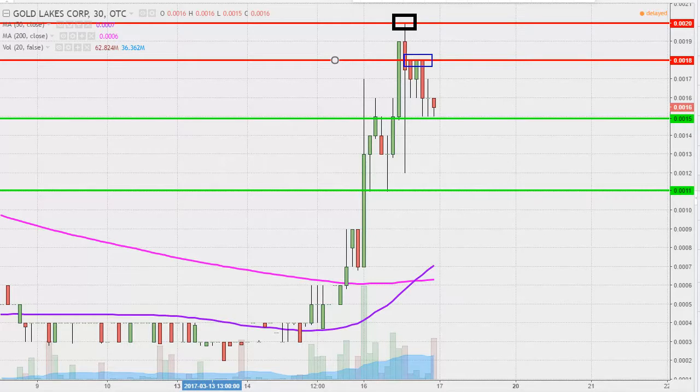Any way you slice it, though, very nice day today, so it'll be interesting to see if the bulls can continue to build upon this momentum.